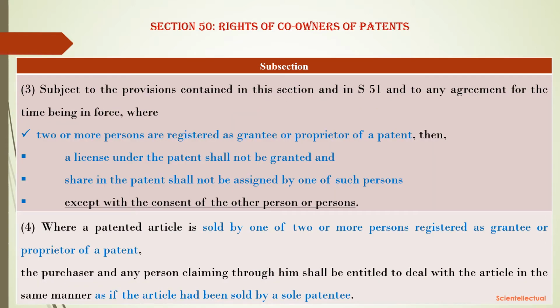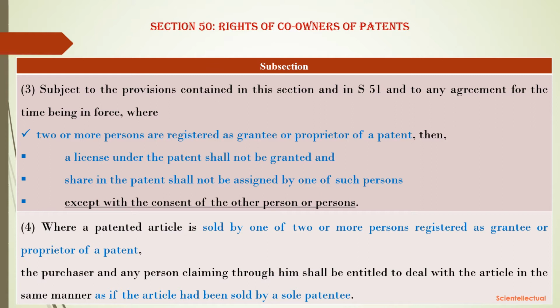Subsection 3 under section 50. Subject to the provisions under section 51, when two or more persons are registered as grantee or proprietor of the patent, then a license under the patent shall not be granted or share in the patent shall not be assigned by one of those persons except with the consent of all the persons. That is, whoever is registered as grantee or proprietor of the patent, all need to give consent to give license or share of the patent.